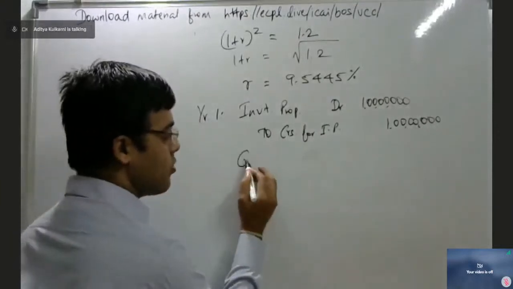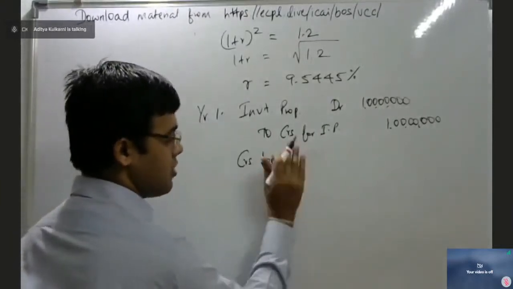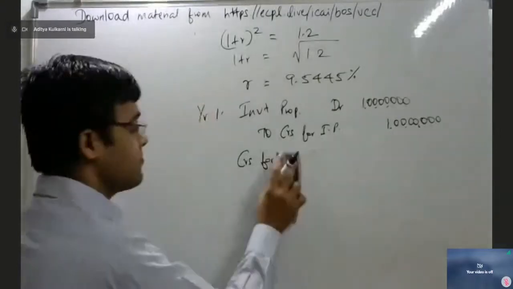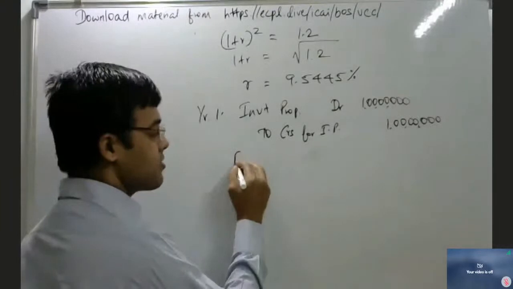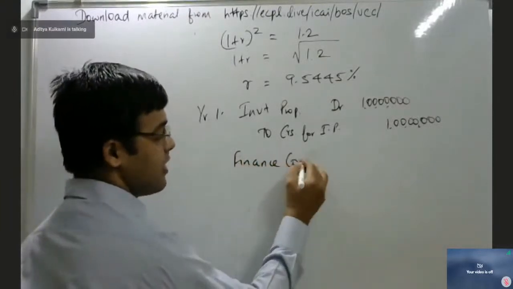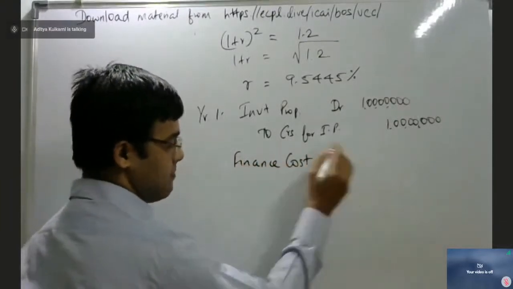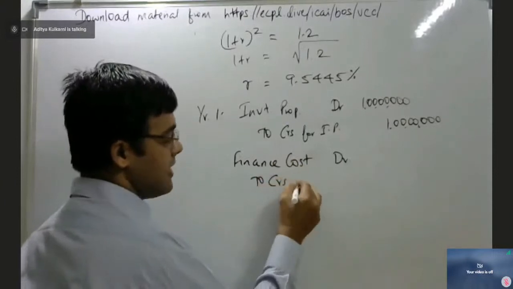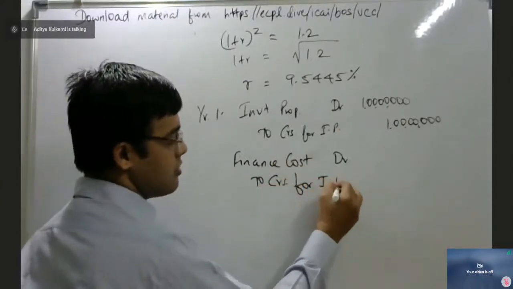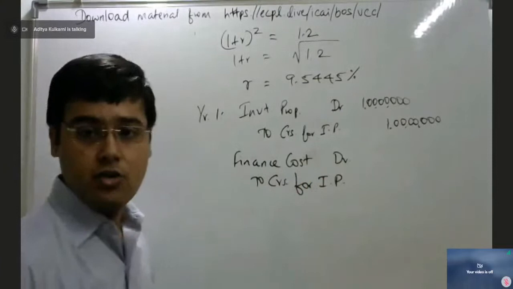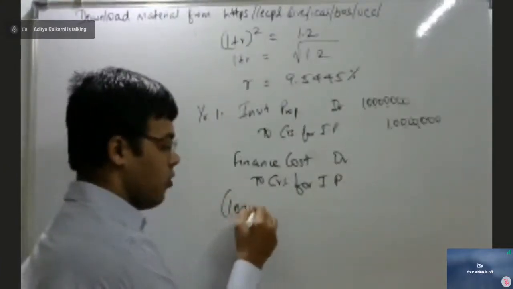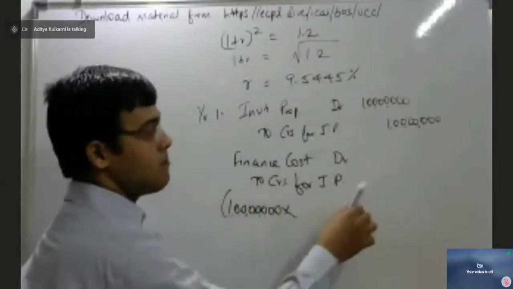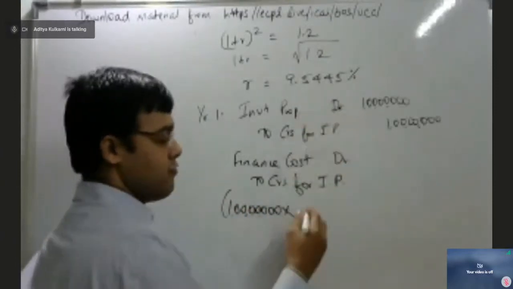Then at the end of year 1, creditors for, sorry, not creditors, 1 minute. You finance cost debit to creditors for investment property. To creditors for investment property will be 1 crore multiplied by 9.5445%.